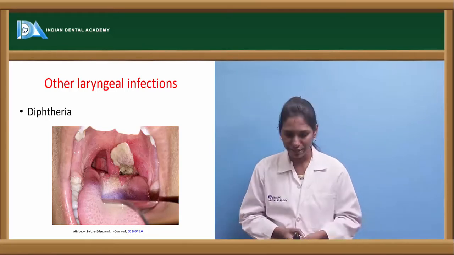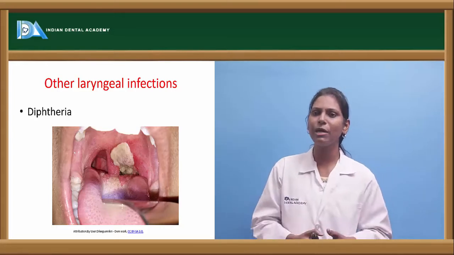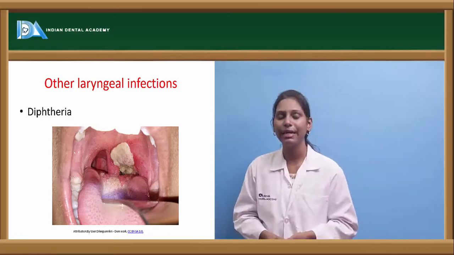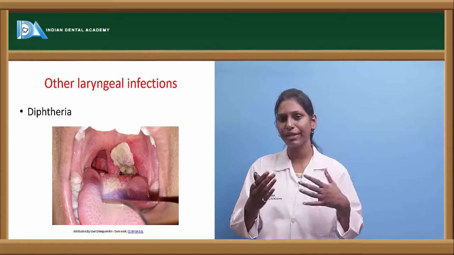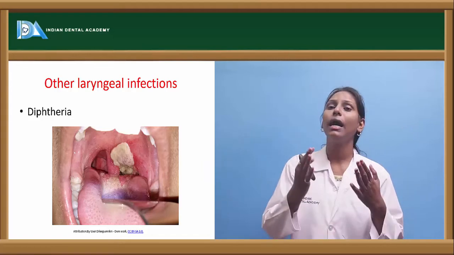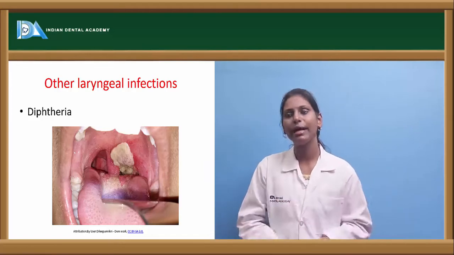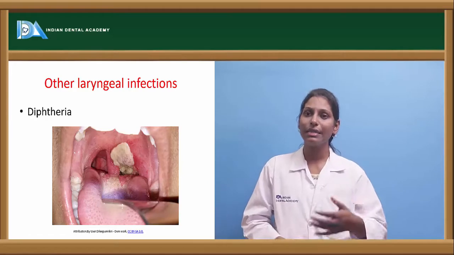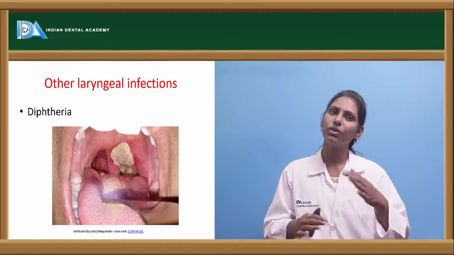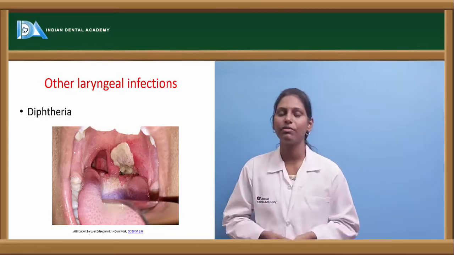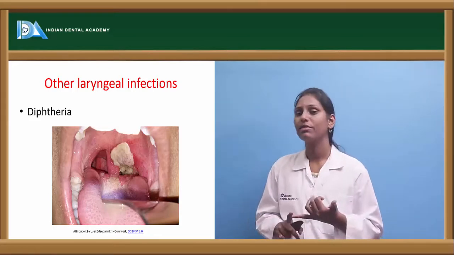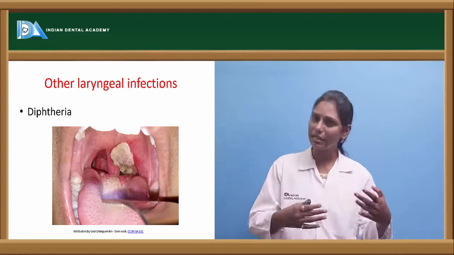Then the other laryngeal infection we will be discussing is diphtheria. As we all know, diphtheria is caused by Corynebacterium diphtheriae. It is caused by droplet infection; the source is droplet contamination, when the patient coughs. Patients will also have a running nose. Diphtheria is seen in children who are not immunized, and in adults who are susceptible to Corynebacterium. The most common areas involved are the tonsils, the faucial pillars, the nasal cavity, and finally the larynx.